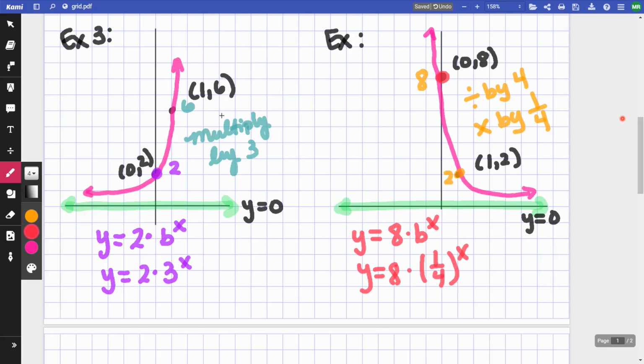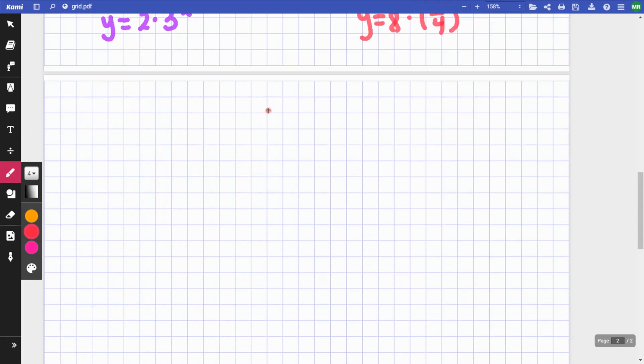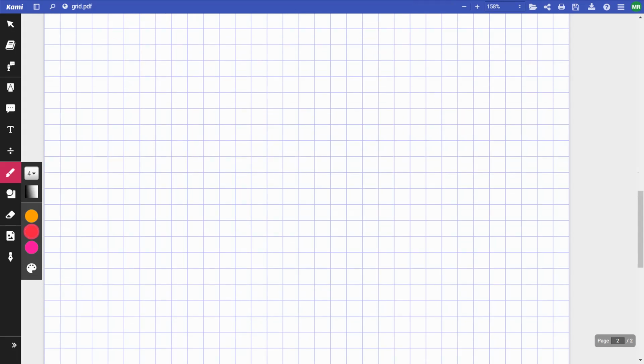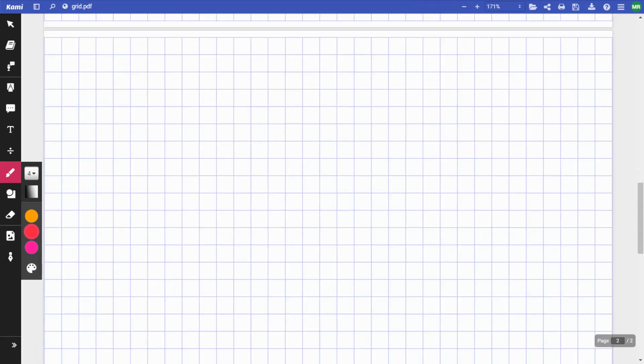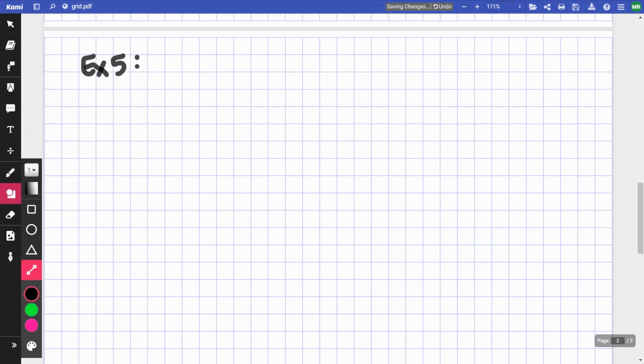Now, the next situation is going to be a little bit more difficult, where it's maybe spread out. So let's try one like that. Okay, so let's say for this example, example 5, we have the following graph.